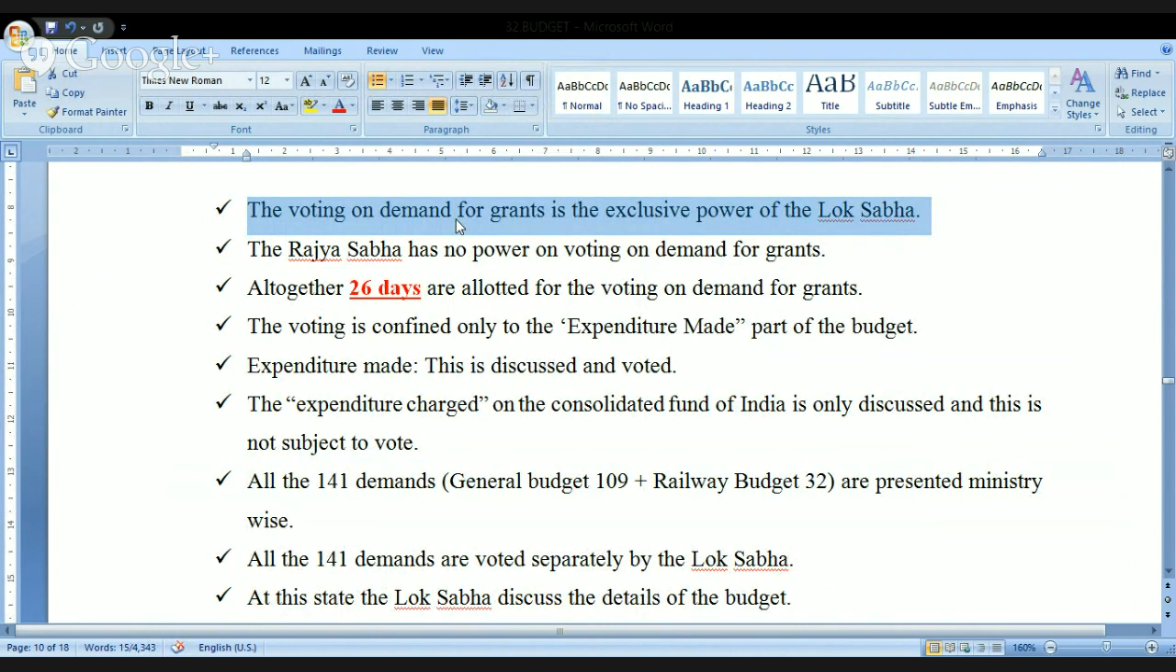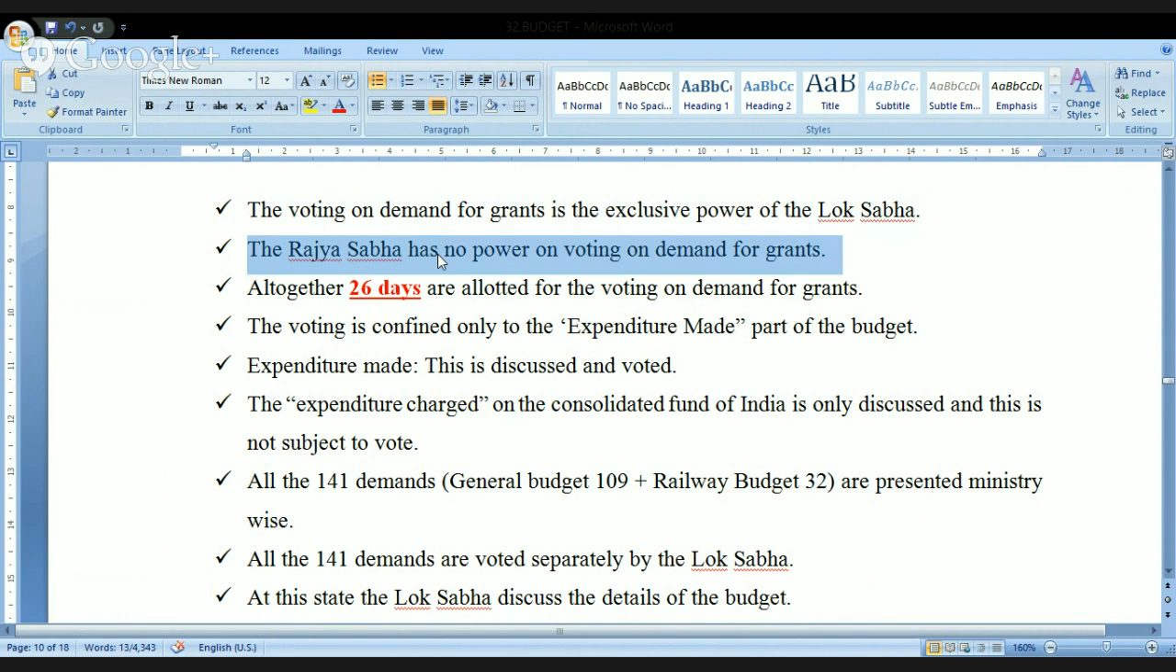But when it comes to step number 3, it is an exclusive privilege of the Lok Sabha, where detailed discussion will take place, and after that voting will also take place in the Lok Sabha. It is not just voting on 1, 2, 3 demands here. All 141 demands must be discussed separately and voted separately. So this is the basic idea of step number 3. And the Rajya Sabha has no power on voting for the demand for grants.